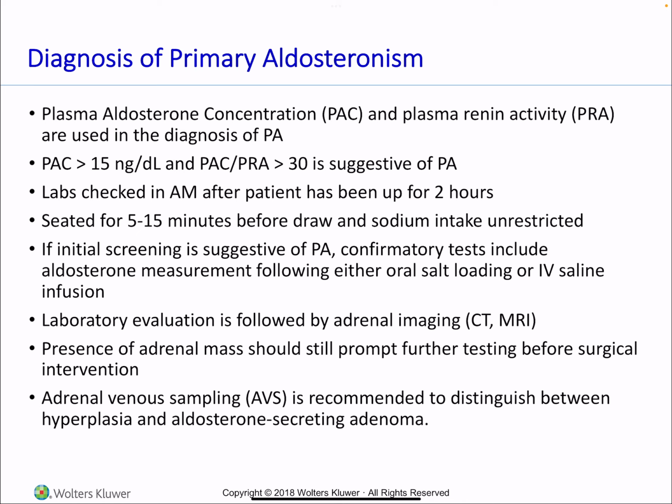The laboratory evaluation is then followed by adrenal imaging, either a CAT scan or an MRI. The presence of an adrenal mass should still prompt further testing before surgical intervention. There is a test called adrenal venous sampling, the AVS, which is recommended to distinguish between hyperplasia and aldosterone-secreting adenomas.